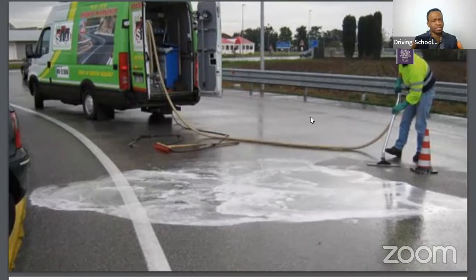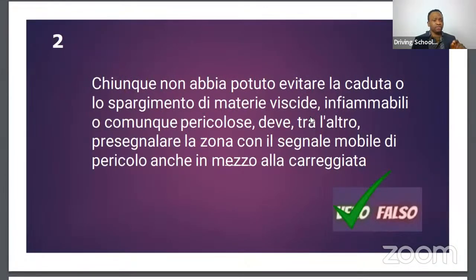Because you cannot leave that road slippery with oil or any of those materials on top, because it's going to be dangerous for every other road user. It's going to reduce the adherence of other vehicles. So the answer is zero.